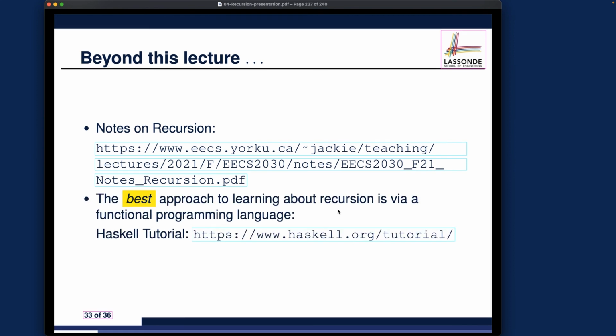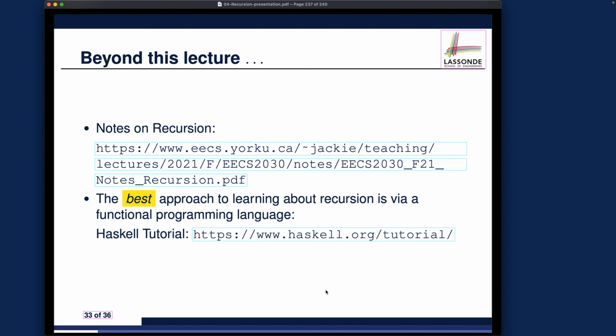And also, this will be my final advice. Even though we have gone over so many extra problems and also examples in the lecture, the best way to learn about recursion is to really program with a so-called functional programming language. That's always the advice I give to my students. And there is one language that's very fun to learn and program with called Haskell. It's a functional programming language.